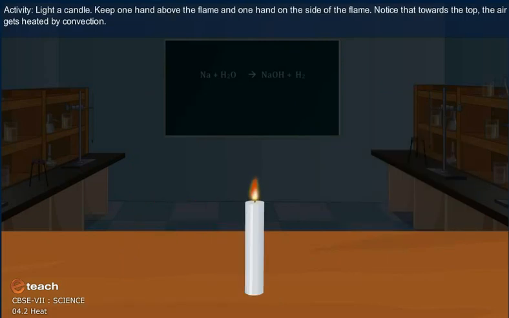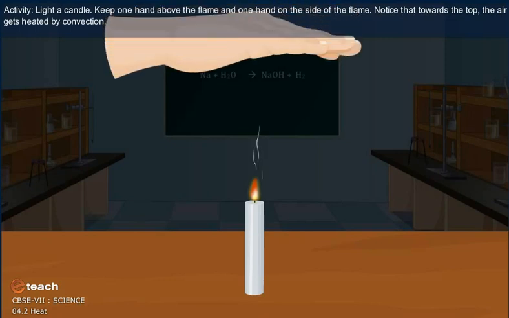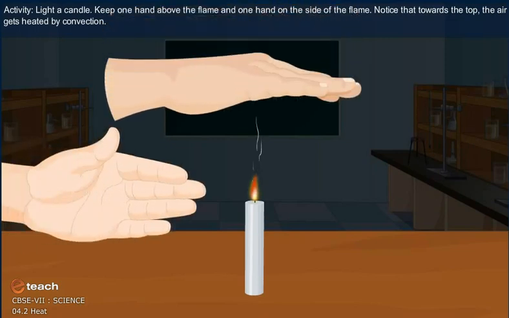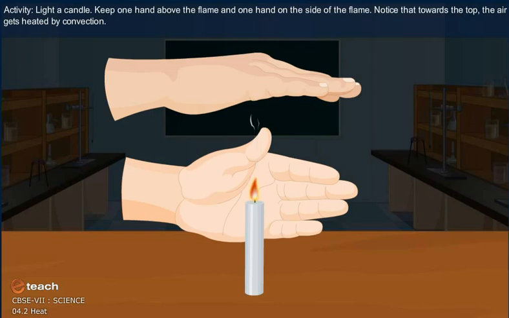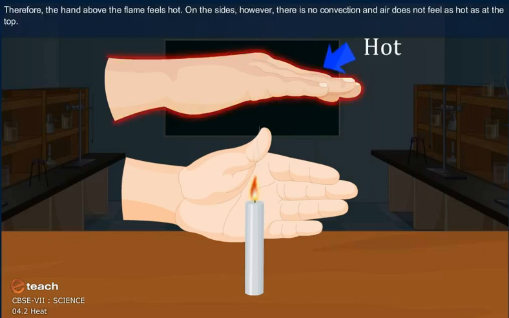Activity. Light a candle. Keep one hand above the flame and one hand on the side of the flame. Notice that towards the top, the air gets heated by convection. Therefore, the hand above the flame feels hot. On the sides, however, there is no convection and the air does not feel as hot as at the top.